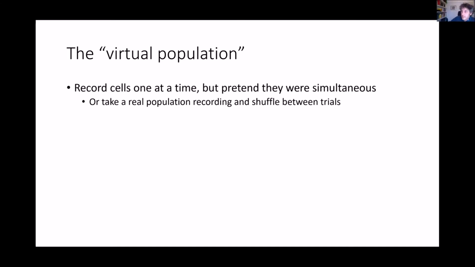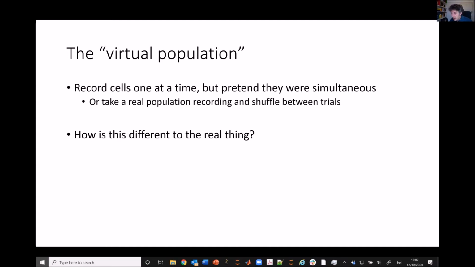It's not a real population because it wasn't simultaneously recorded. If you've got a real population and you want to make it into a virtual population without having to do all those recordings, you could take a real population recording and shuffle cells independently between trials to break the correlations between them. And the point is, the difference between this sort of virtual population and the real thing is that it loses the correlations between cells.